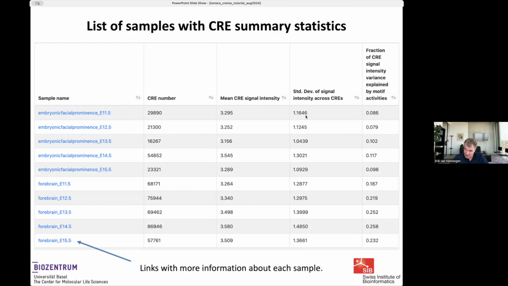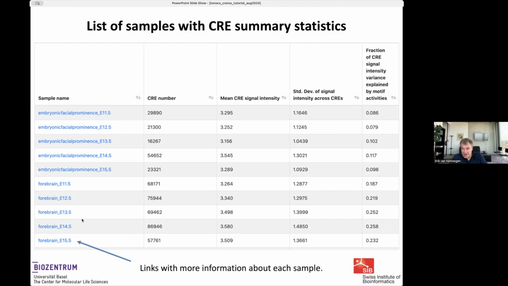And what may also be interesting is the standard deviation. So how much variation was there in the accessibility across different samples? And then finally, this tells you how well our model, our motif activity model, could fit this variation in signal across these CREs. And this goes from as low as 8% to as high as 26%. So these give you some numbers about the samples.